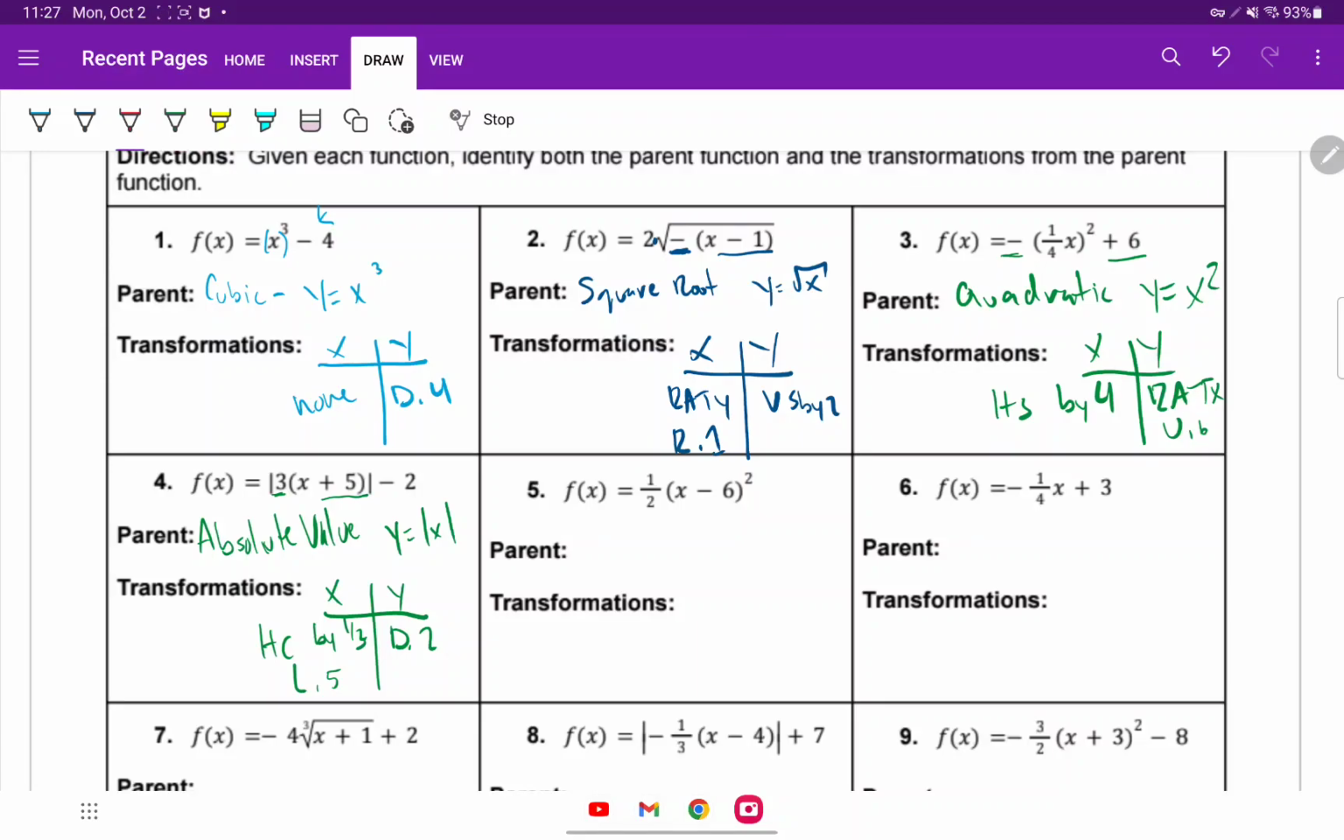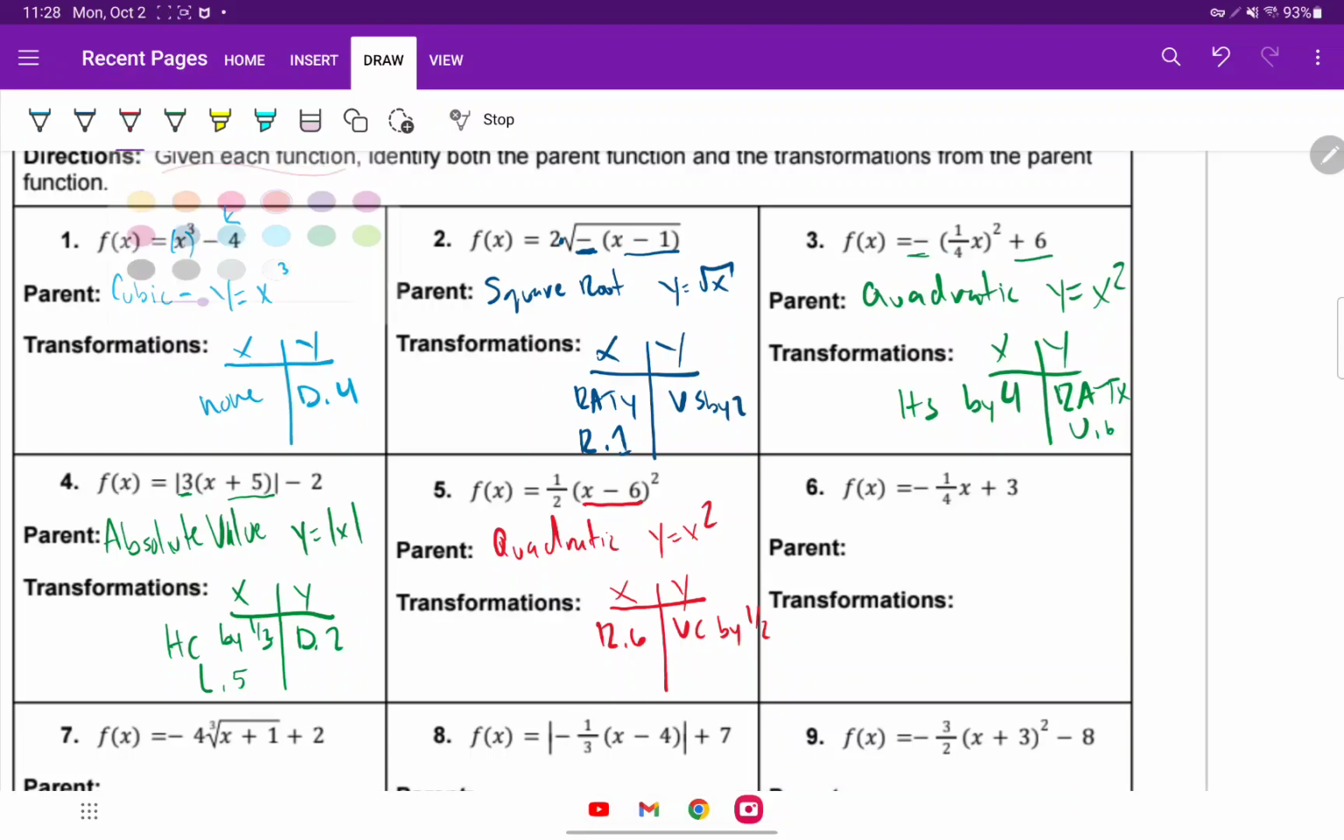All right, for number 5, if you look, we do have a squared function, so that's quadratic. That's y equals x squared. In terms of transformations, we start from the inside. Insiders lie, -6, so it's not really -6, it's +6, which means it goes to the right 6 units. On the outside, we have 1/2, which is less than 1. That is a vertical compression by 1/2. That's it for that one.